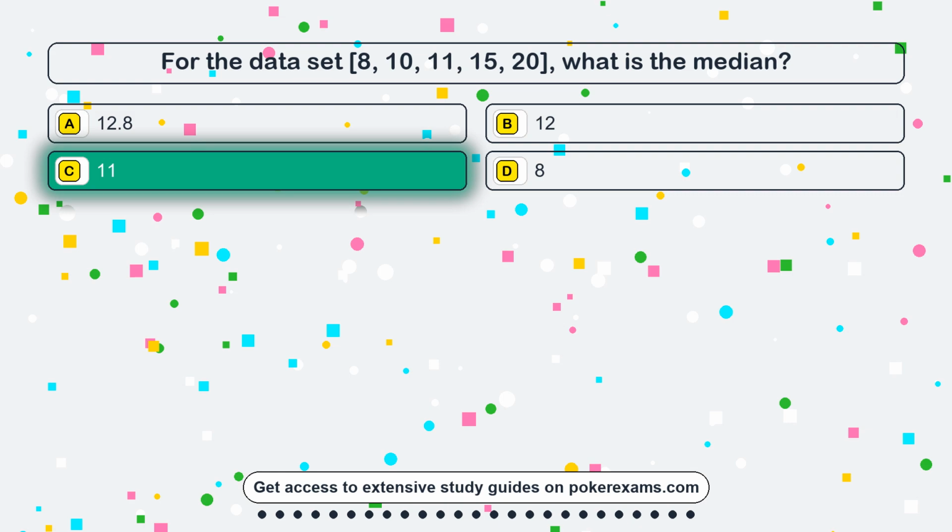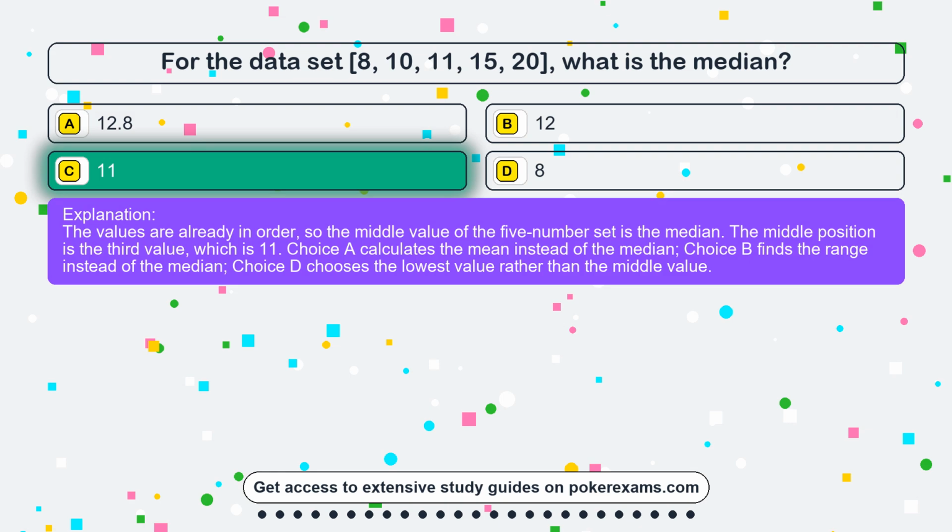The correct answer is option C, 11. The values are already in order, so the middle value of the 5-number set is the median. The middle position is the third value, which is 11. Choice A calculates the mean instead of the median, choice B finds the range instead of the median, choice D chooses the lowest value rather than the middle value.